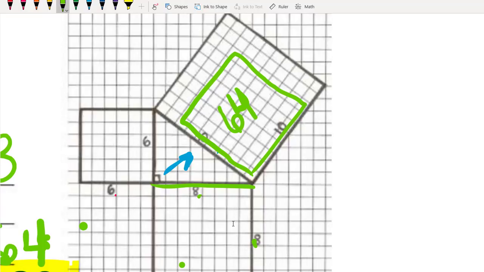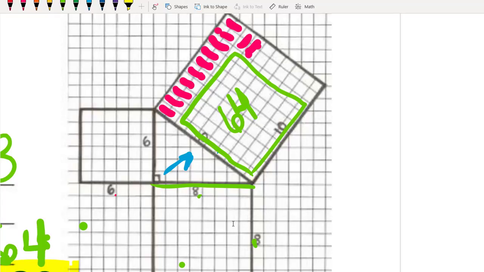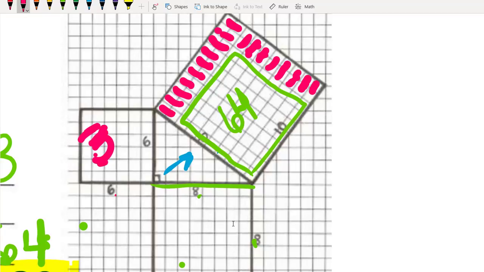Then I'm going to count all these other squares that are left and see what's left. 2, 4, 6, 8, 10, 12, 14, 16, 18, 20, 22, 24, 26, 28, 30, 32, 34, 36, which is the area of this square right here. This area was 36. This area was 64.